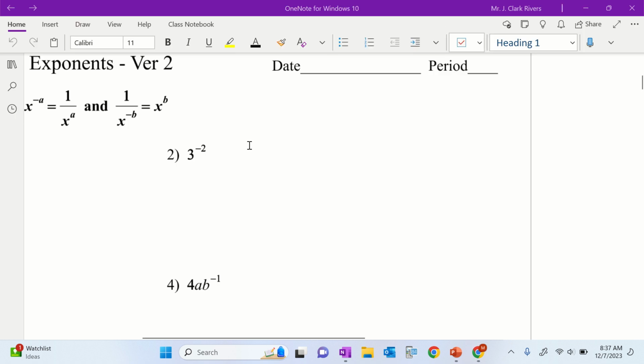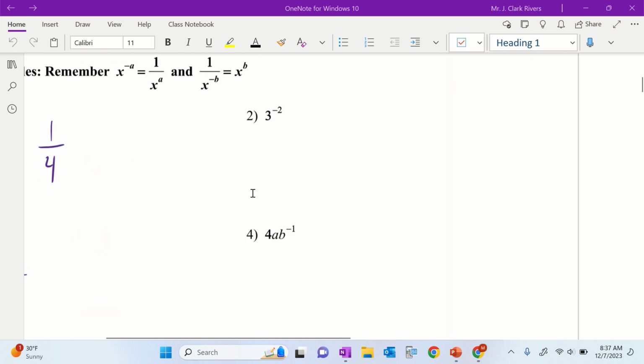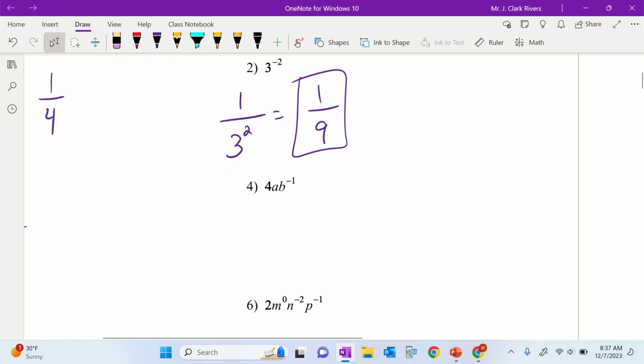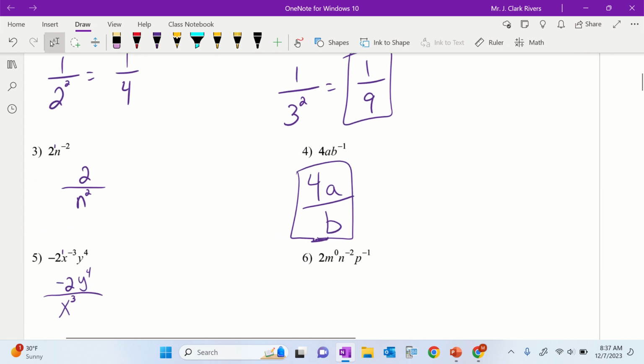All right, so here, I'm just going to work the evens with you here. We're asked to evaluate these, I believe. Yeah, evaluate. So it's similar to what we just did. 1 over 3 squared is 1 over 3 times 3 is 9, so 1/9 there. Next one. 4 is to the power 1, so it doesn't move. A is to the power 1, so it doesn't move. B is to the power -1, so it goes to the denominator. There you go. 4a over b.